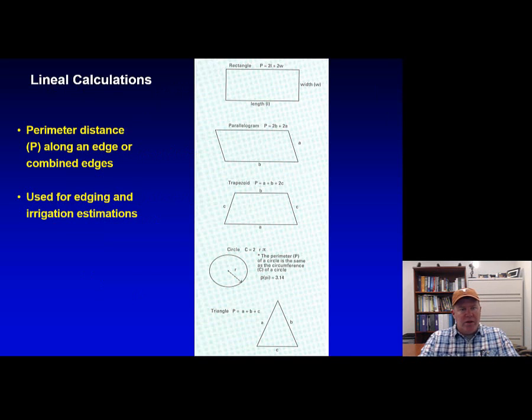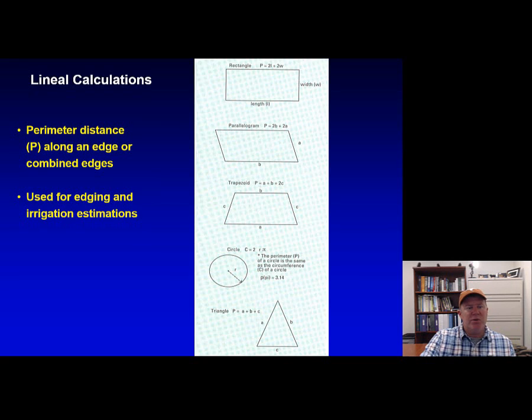We're talking about lineal calculations, but here, when you're figuring the lineal calculations, you're going to do all 4 sides. But to get the square footage, it would be length times width for this rectangle. To figure the lineal calculation or the perimeter, it would be P along an edge or combined edge. So P is 2 times the length, 1, 2, and then 2 times the width, 1 and 2. Or you could just add all 4 sides up together, and that'll give you the perimeter of the bed. But to calculate the square footage of this rectangle, it would be simply length times width.